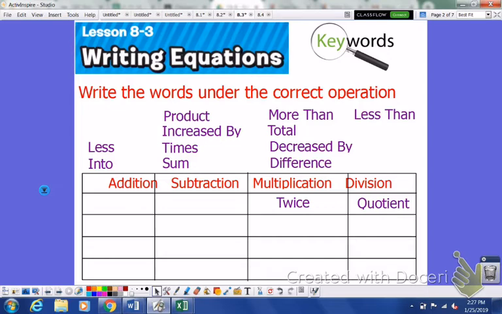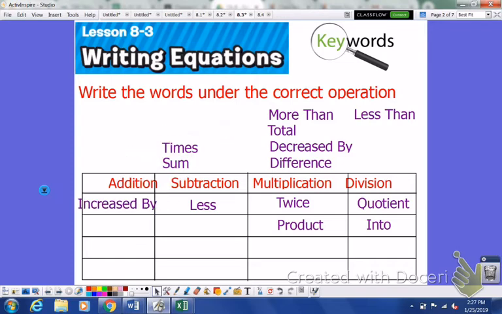Make sure you are filling these into your boxes. If something is less than another number, less would be subtraction. Into, we usually think about dividing into something, so that's division. Product, we hopefully recognize as multiplication. Increased by would be addition. Times, we know that's multiplication. Sum, we just had a sum on our last test. We add when we see sum.